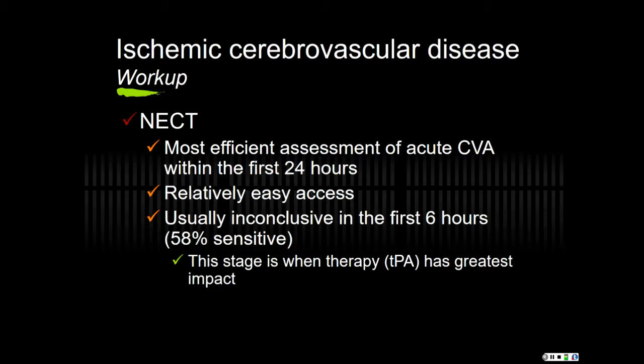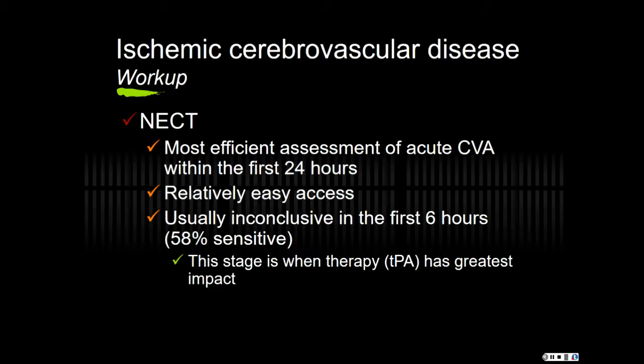We get a non-enhanced CT. This is the most efficient assessment to evaluate for ischemia within the first 24 hours. Now, what do I mean by that? Well, it's like I said before. You can go to any hospital in the Philadelphia area and have a CT 24 hours a day. I didn't say it's the most sensitive, and I didn't say it's got the most information. It's the most efficient. You can get it done, and you can get it done inexpensively. They're available everywhere.